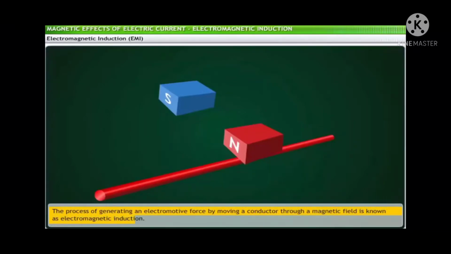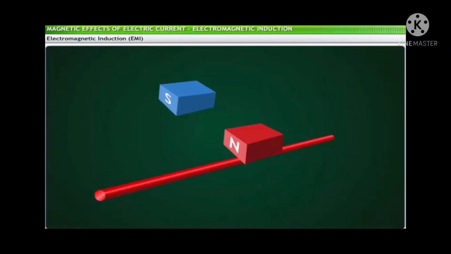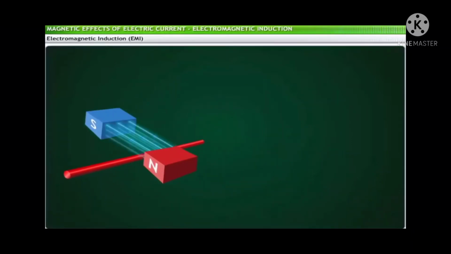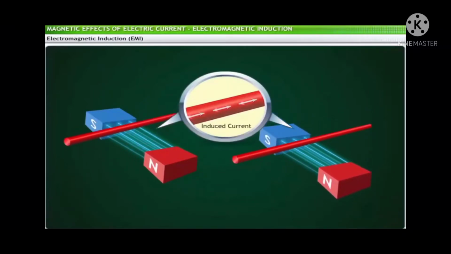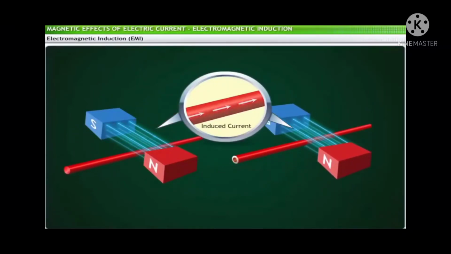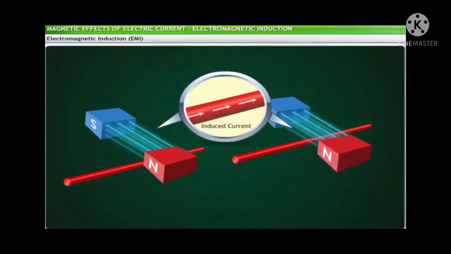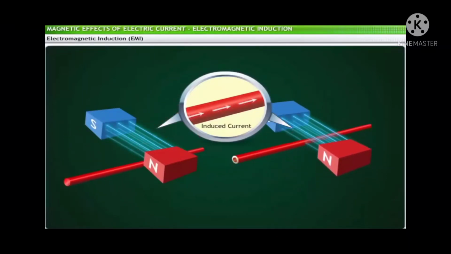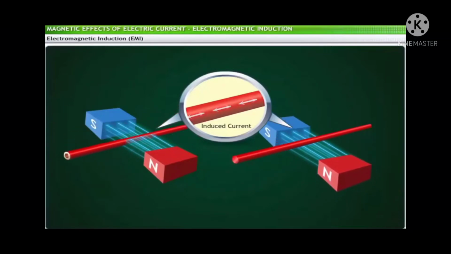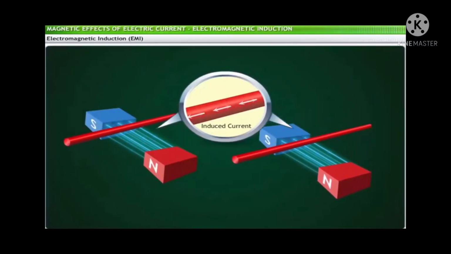as electromagnetic induction. When a conductor is moved in a magnetic field or kept in a fluctuating magnetic field, the magnetic flux linked with the conductor changes. This change in magnetic flux induces an EMF across the conductor. The EMF generated in this way is called an induced EMF, and the resulting current is called an induced current.